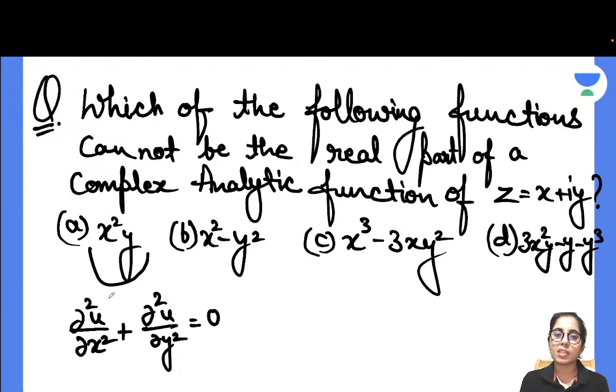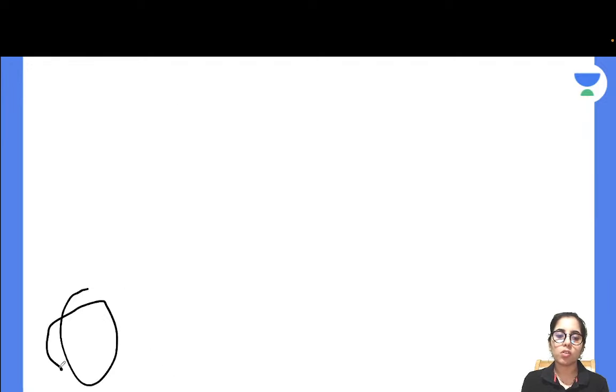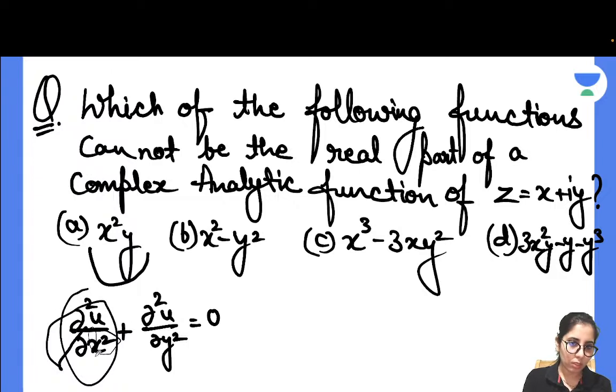Very good, Arpita, that's great. If you check for this one, guys, you will see that it is not going to give you 0, because it will give you some non-zero term. That's the reason it is not going to be the possible real part of the analytic function.